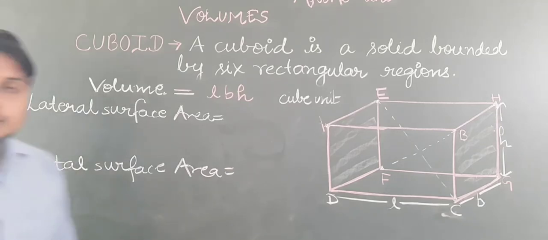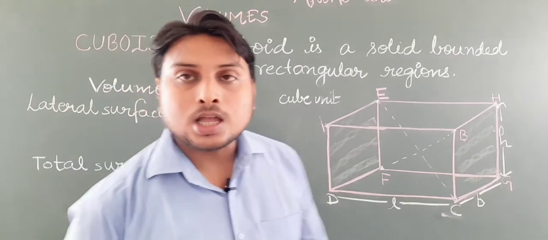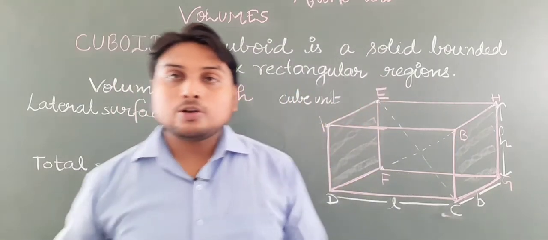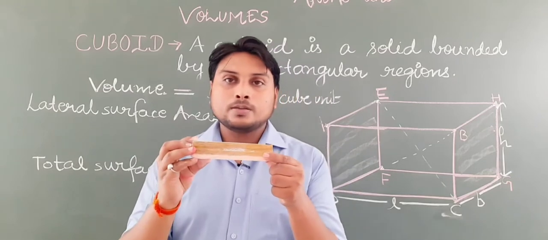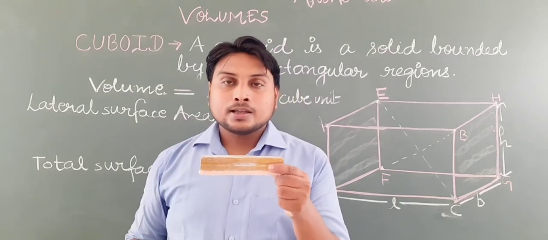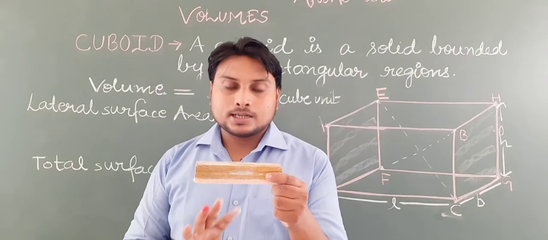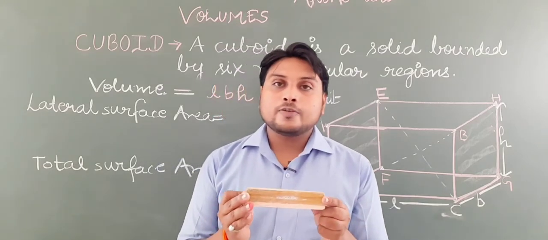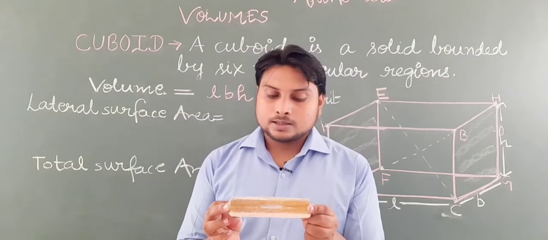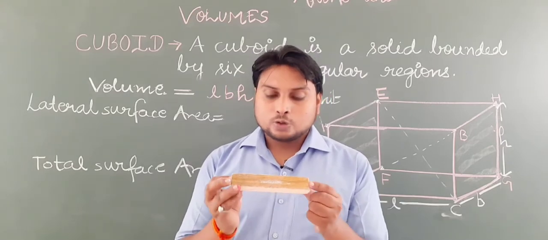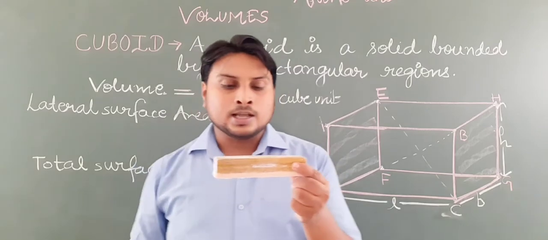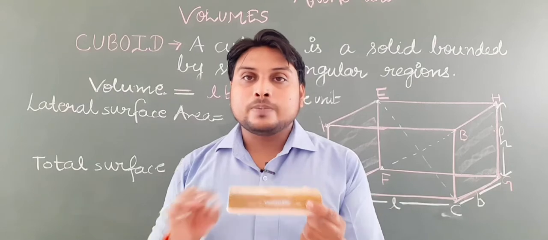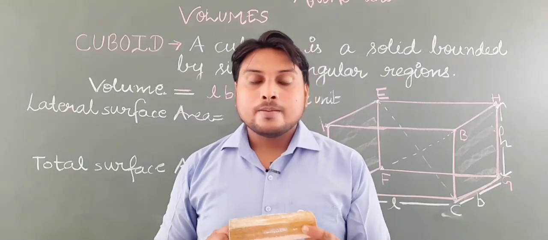Now what is the difference between lateral surface area and total surface area? See students, if we talk about a cuboid, total 6 surfaces are there, is it clear? So we want to find what will be the surface area of this cuboid. If we talk about the total surface area, then all the 6 faces will be included.